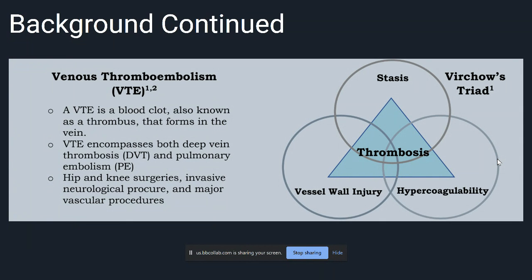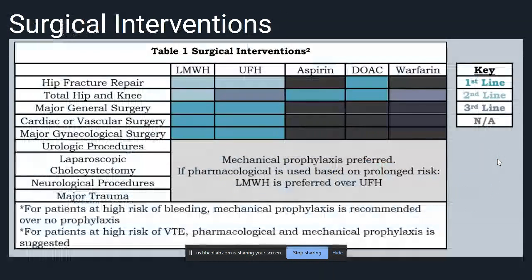It's important to note that venous thromboembolisms are seen days to weeks after discharge from the hospital, and this is why the new recommendation is to have extended prophylaxis, which we'll get into later in this presentation. The overall goal of venous thromboembolism prophylaxis is to decrease morbidity and mortality in patients undergoing surgical procedures and to prevent fatal pulmonary embolisms in hospitalized patients.